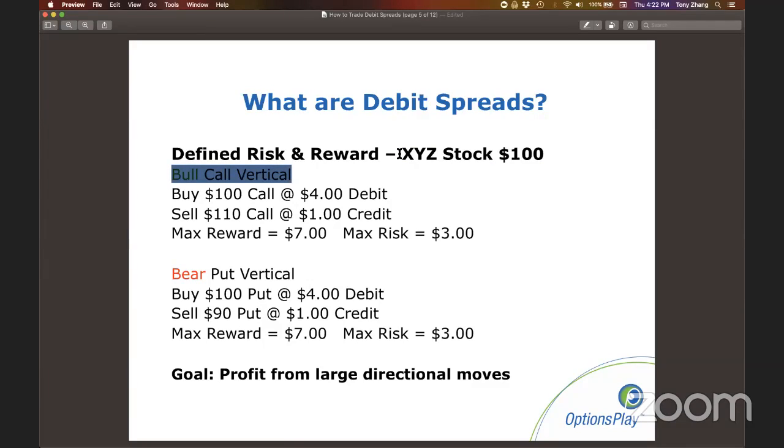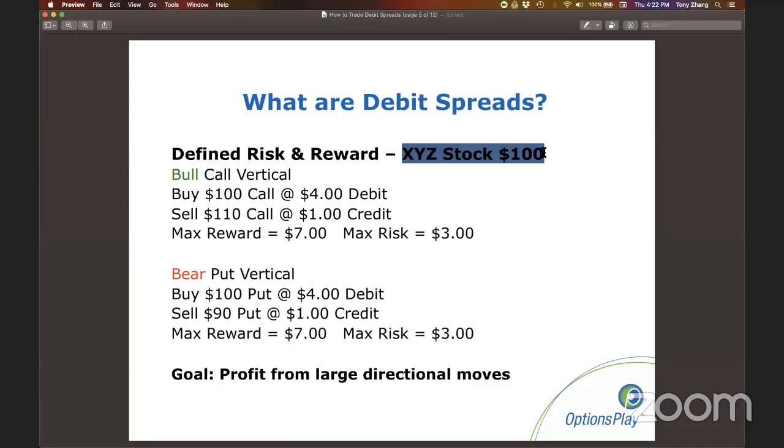This is stock XYZ trading at $100. Let's say you're bullish on stock XYZ. You think it's going to go up to 105 or 110 or 125. You think the stock's going to rise. If you were trading stocks, you would typically just buy the stock. With options, you have a lot of different ways that you can trade this.